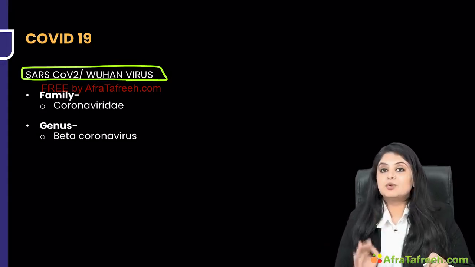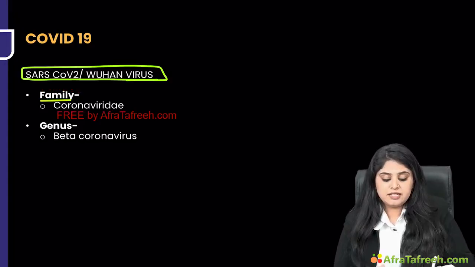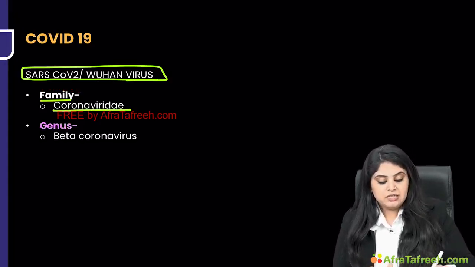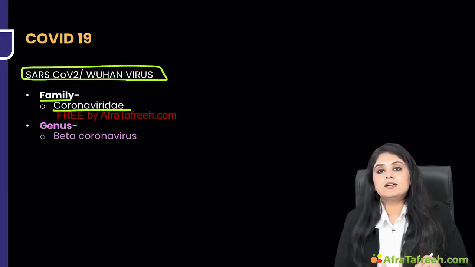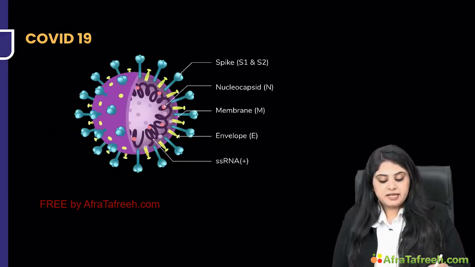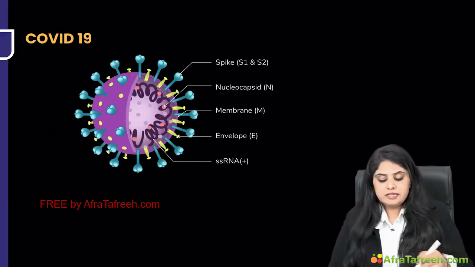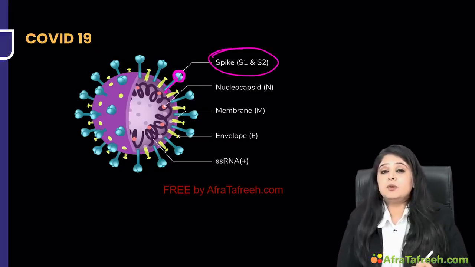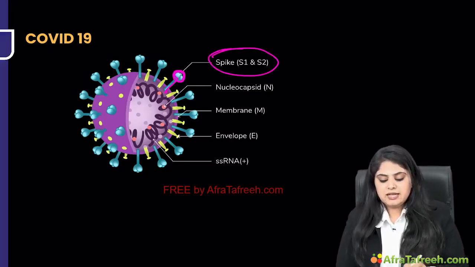So remember SARS-CoV-2. Coronaviridae is the family. No one will ask you that. What they will ask you is the genus, and the genus is the beta coronavirus. Now on that note, this is how the coronavirus looks like. I don't want you to go into all the details. I just want you to see that there is a spike protein. Why do I want you to focus on the spike protein? Other than that, there is N antigen, M antigen, E antigen, all of that.